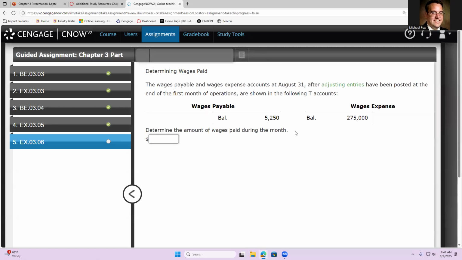$5,250. I think what they're saying is how much do we actually pay this month versus how much is still owed, right? So really all we're going to do is take the $275,000 in wages incurred, subtract out the 5,250 we haven't yet paid, and that'll be how much we've actually paid, and then we'll pay the remaining 5,250 in the next month. I think that's what they're trying to get our brains to go. So 275 minus 5,250 should be 269,750.